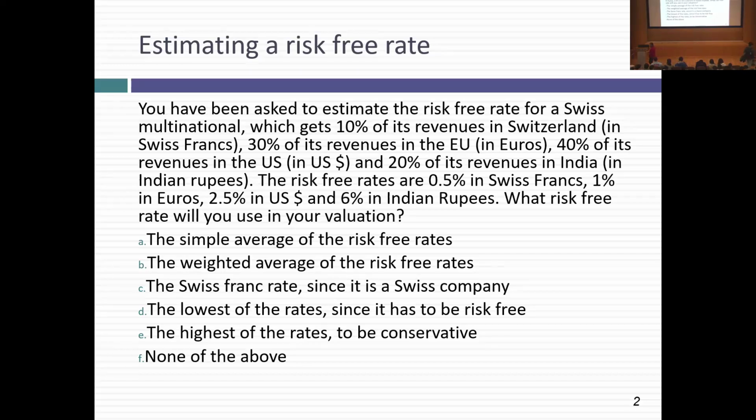So today I want to start by building on what we talked about in terms of risk-free rates and perhaps talk a little bit about risk premiums. Now, let's say you're valuing a company, right? Let's say it's a Swiss company, and you could probably put Nestle as the name of the company if you want. It gets 10% of its revenues in Switzerland, 30% in the EU, 40% in the US, and 20% from India. So it gets revenues from all over the world, in different currencies. I give you risk-free rates in each of the currencies, and then I ask you a very simple question. You're valuing Nestle. Which of these risk-free rates should you use in your valuation?